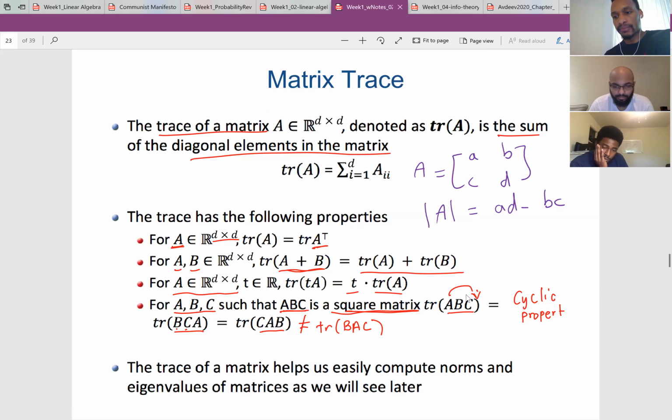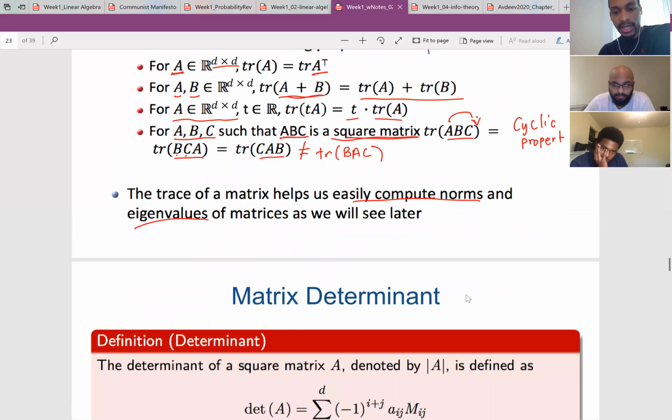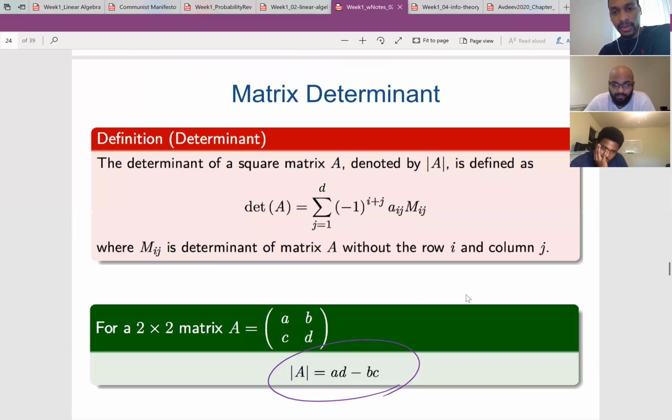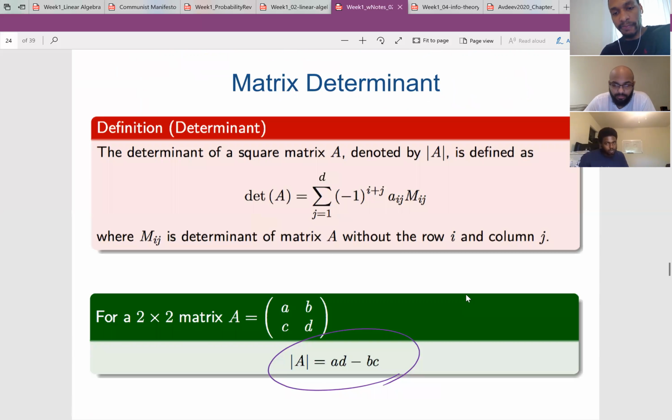And then the trace of a matrix helps us easily compute norms and eigenvalues of matrices, as we'll see later. Yeah, so this is for later. And then, I guess I didn't talk about the determinant here, but we'll talk about it now. For the determinant, there's a formula for how to calculate the determinant of any matrix.